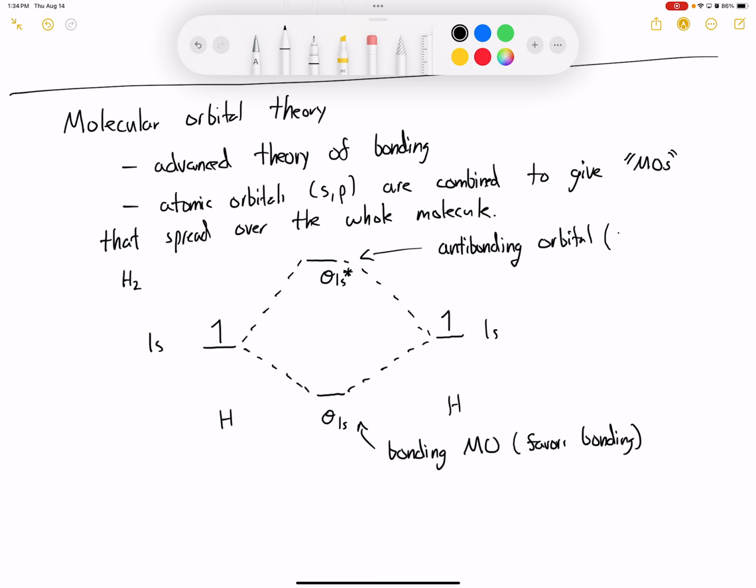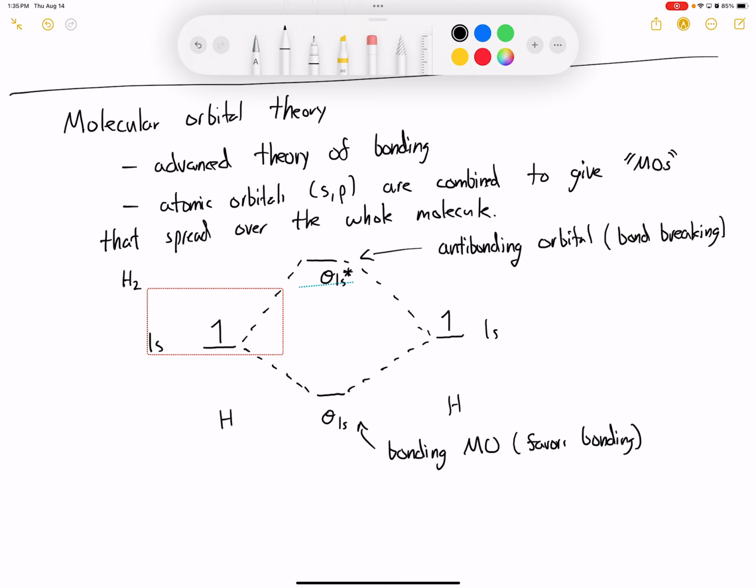So it favors bond breaking. So basically, if this orbital is filled, it will actually negate the effects of being in a bonding MO. Okay, so if both of these orbitals are filled equally, no bond will occur between the two elements. Okay, but now we have to fill up the diagram.